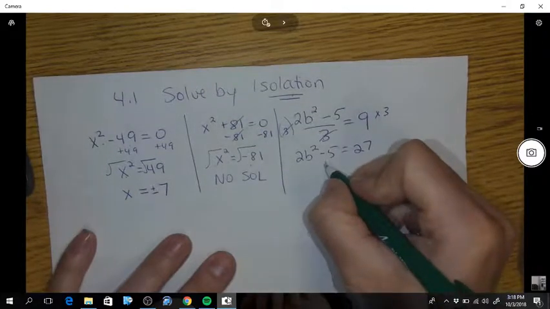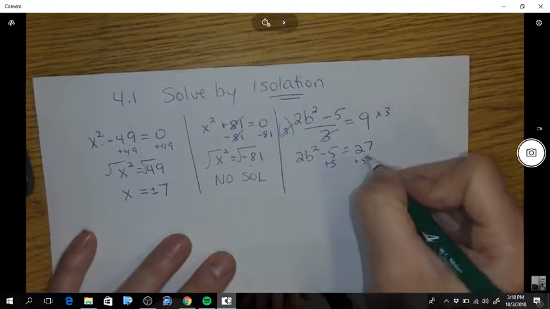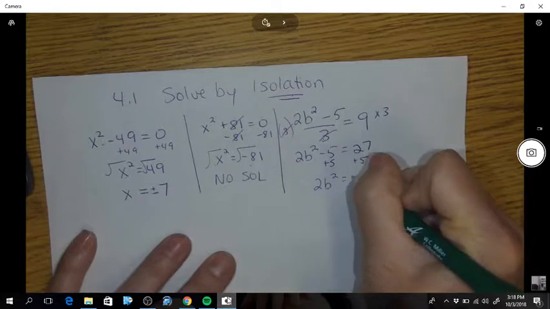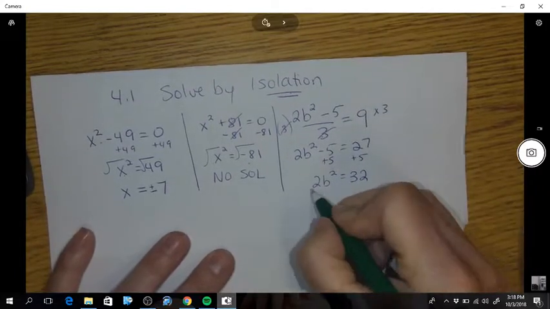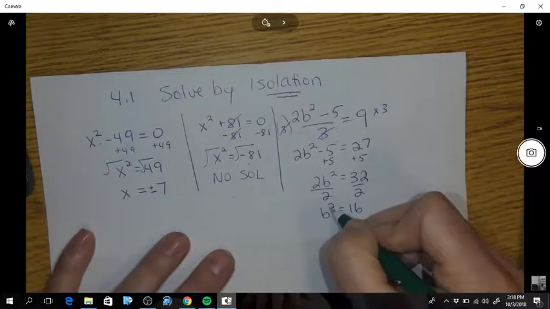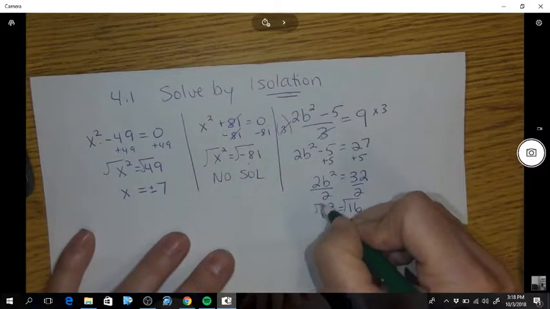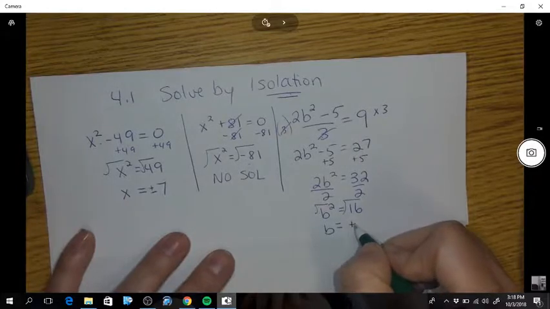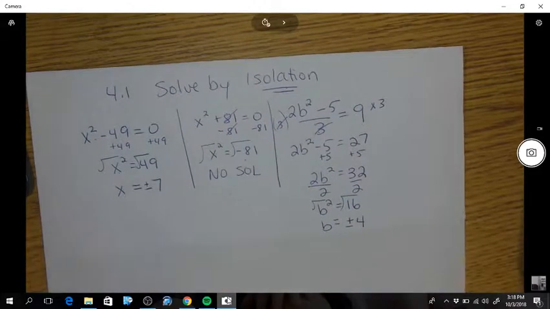Next, algebraically, I'd add 5. 2b squared is 32. Divide out the 2. b squared is 16. Get rid of the square. So b is plus or minus 4.